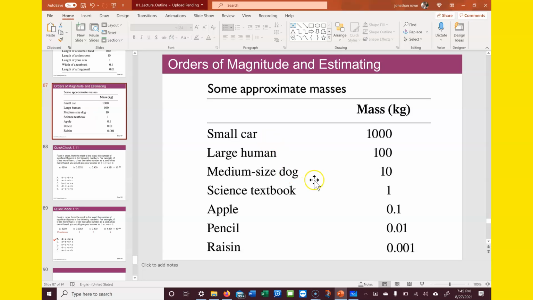Orders of magnitude for masses. A raisin, 1/1000th of a kilogram. A pencil, 1/100th of a kilogram. An apple, 1/10th of a kilogram. A science textbook, about a kilogram, especially our big textbook. Medium-sized dog, 10 kilograms. Large human, 100 kilograms. Small car, 1,000 kilograms.